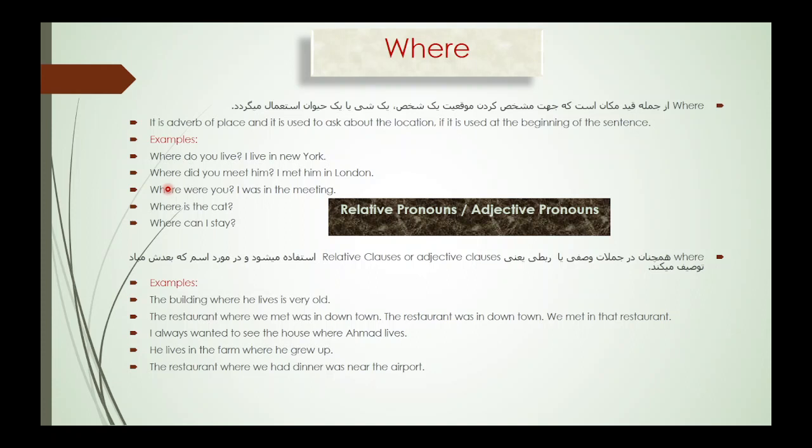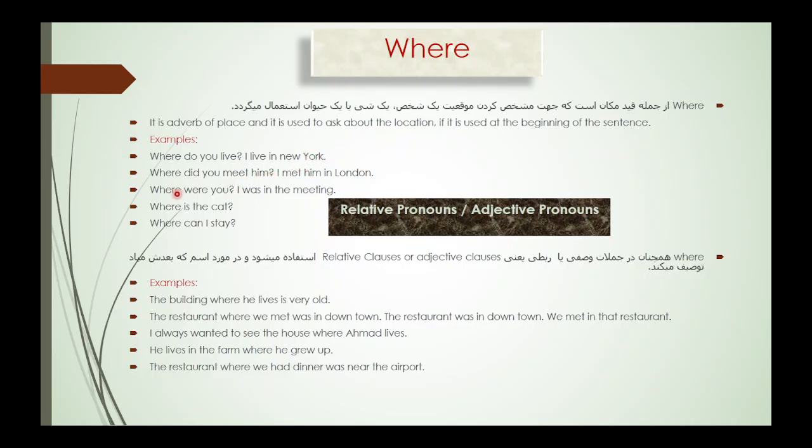The second sentence, where did you meet him? I met him in London. So this is a question asking about the location of something, right? Where do you live? It asks about the living area of a person, right? So this is the answer. I live in New York, right? This is the location. This is the place where he was living.